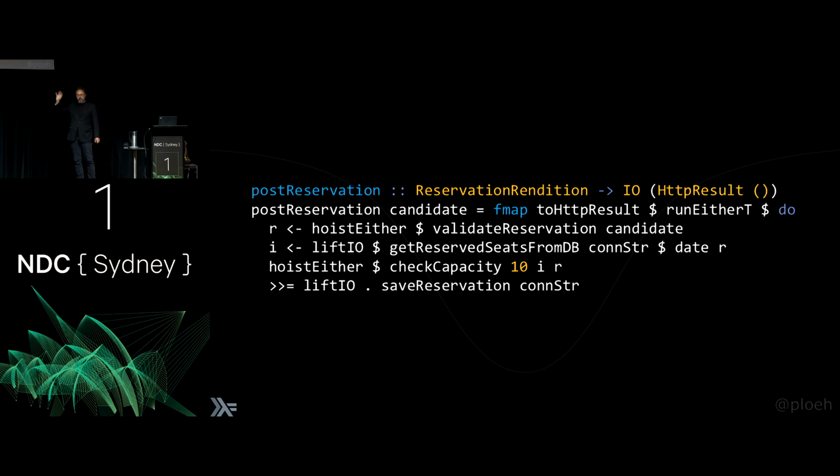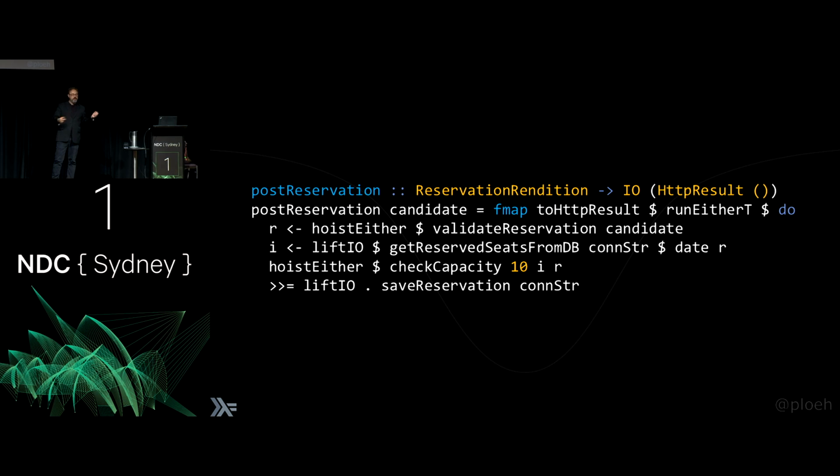So don't worry about all the Haskell-y scary stuff, like all the strange-looking arrows and dollar signs and so on. You can think about that as glue that enables you to compose functions together. I'm not going to walk you through all of it, but if you look, you can see there are 4 indented lines. If you look at the top indented line, the one that starts with R, arrow, hoist either, and so on, you can see after the dollar sign it says validate reservation candidate. That's a function call. The validate reservation was the first function that I showed you, and that's a pure function.